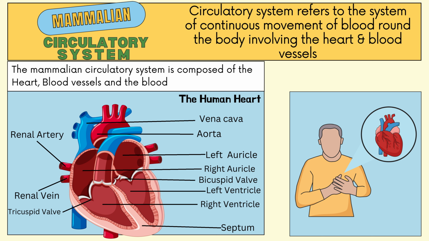In between the left side and the right side of the heart, it's a division called the septum. The septum is a thick wall of muscles which separate the left and the right side of the heart to ensure that oxygen-rich and oxygen-poor blood don't mix together.